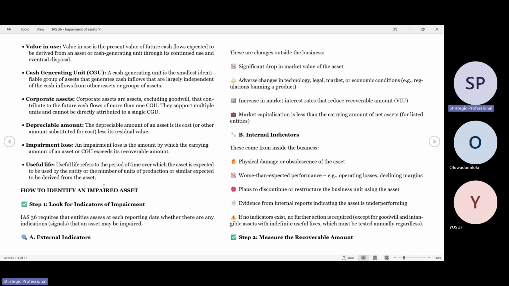For legal too, government can introduce a regulation banning the product. And once government bans your products, it means that whatever you are recognizing, maybe the assets you are using to make that product, there's a tendency that you are overstating that asset. That's an indicator that you need to assess for impairment.